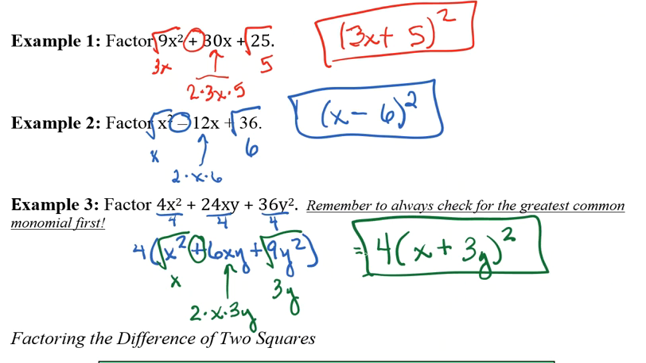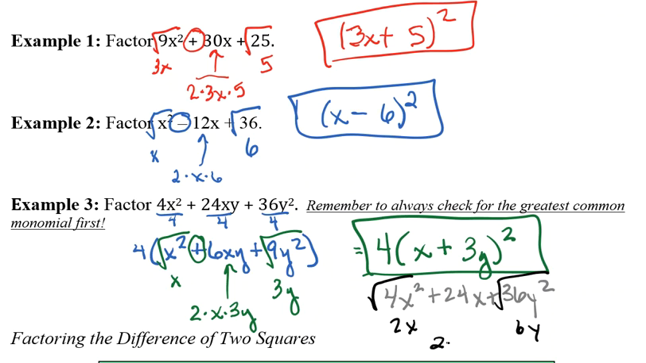Now, I'm going to take a second and show you what would have happened if I wouldn't have done that first. So I'm going to rewrite it here. 4x squared plus 24xy plus 36y squared. If I go straight to square rooting, square root of 4x squared is 2x. Square root of 36y squared is 6y. 2 times 2x times 6y. 2 times 2 is 4. 4 times 6 is 24xy. So it worked. This answer would have been 2x plus 6y squared.